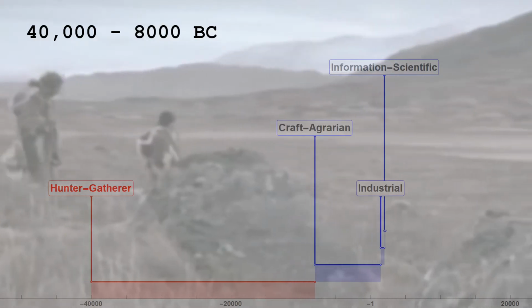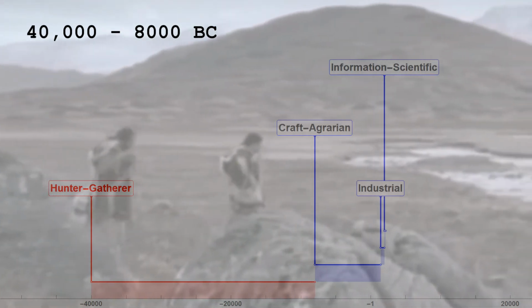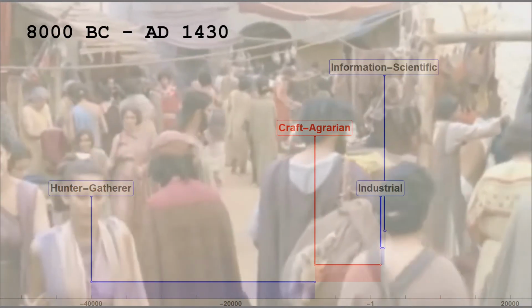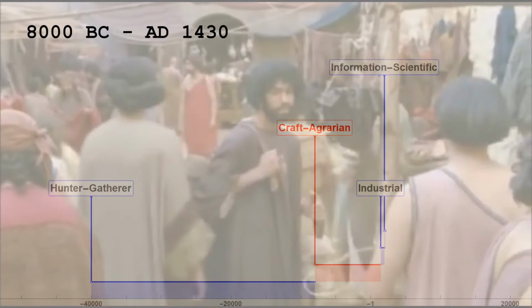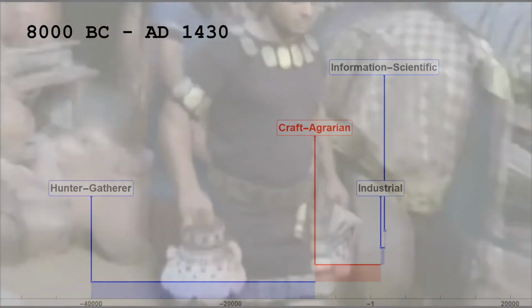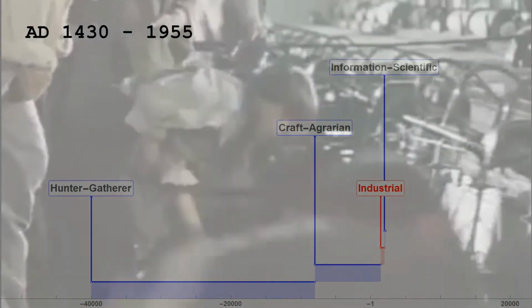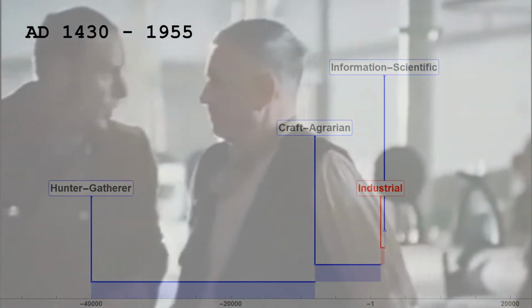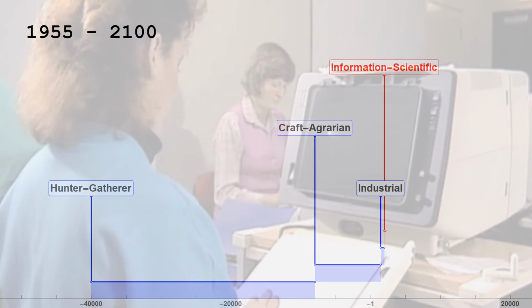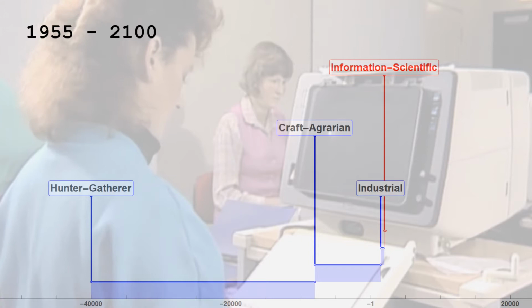Each of these waves has been shorter than the last. The hunter-gatherer lasted around 30,000 years, from 40,000 to 8,000 BC. The craft agrarian lasted 9,500 years, from 8,000 BC to AD 1430, i.e. the invention of the printing press. The industrial lasted 500 years, from 1430 to 1955, i.e. the adoption of the transistor. And the information scientific is still in progress, but Grinin expects it to end around 2100 for a duration of 150 years.